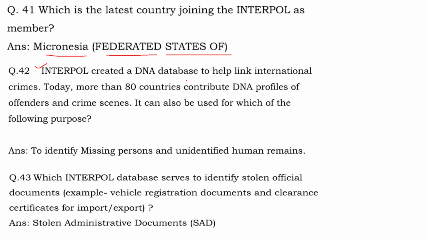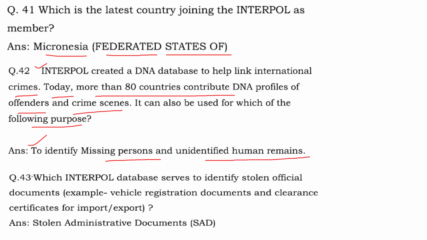Interpol created a DNA database to help link international crime. Today, more than 80 countries contribute DNA profiles of offenders and crime scenes. It can also be used for which of the following purposes? The purpose is to identify missing persons and unidentified human remains.